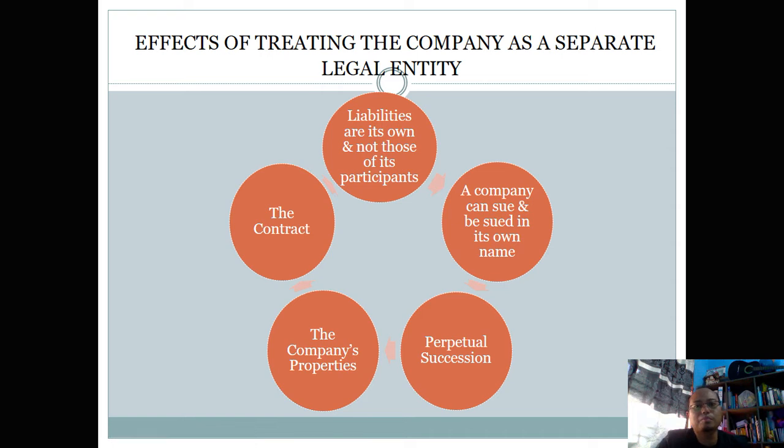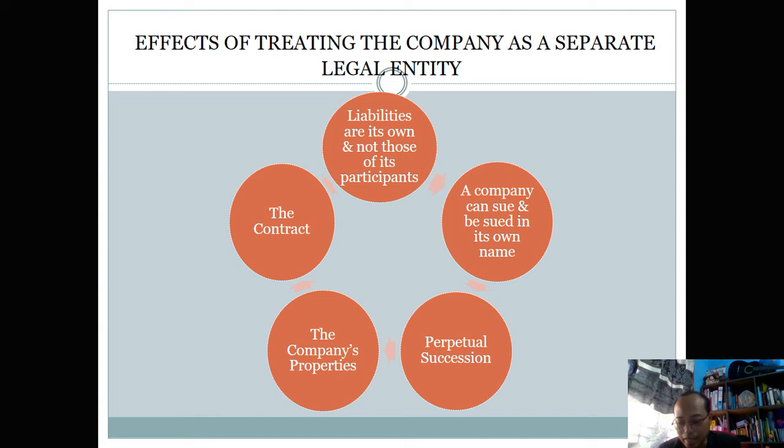The effects of treating the company as a separate legal entity. Actually, there are some effects of the incorporation of the company. Once the company has been incorporated, number one, a company can sue and be sued in its own name. Number two is the company has perpetual succession, meaning that notwithstanding that one of its members has passed away, the director, the managers, the shareholders have passed away, the company still stands on its own.